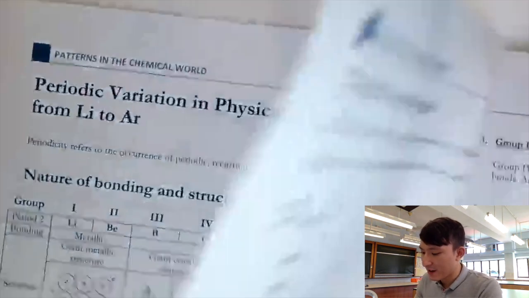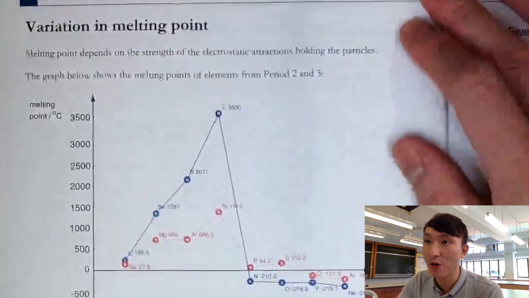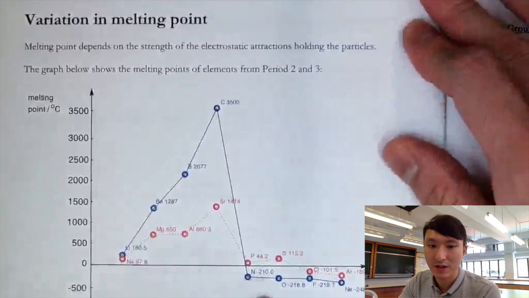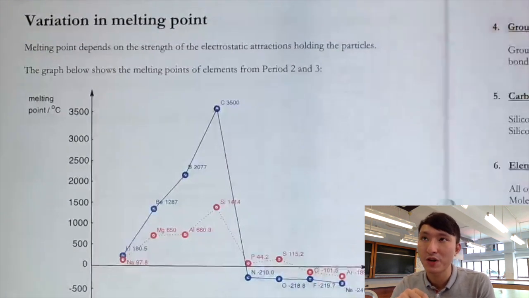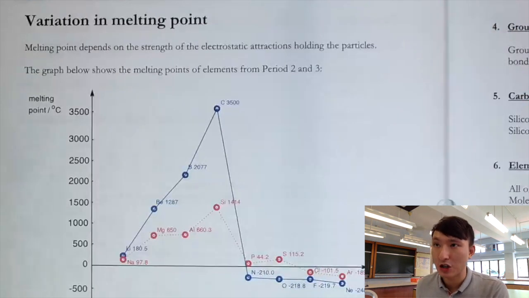Okay, so the next part, variation in melting point. We try to look at how the melting points of the elements vary across period 2 and period 3. In our syllabus, we only focus on period 2 and period 3. We don't really talk about period 4 because we have the transition metals, which are a little bit different compared to period 2 and period 3.